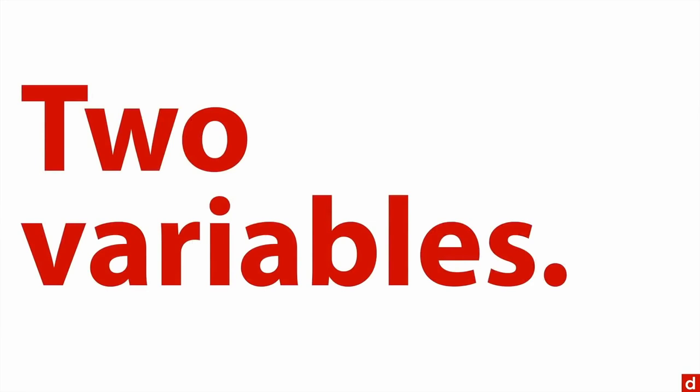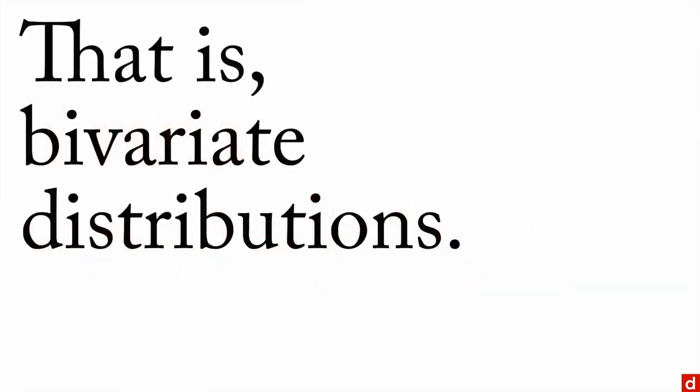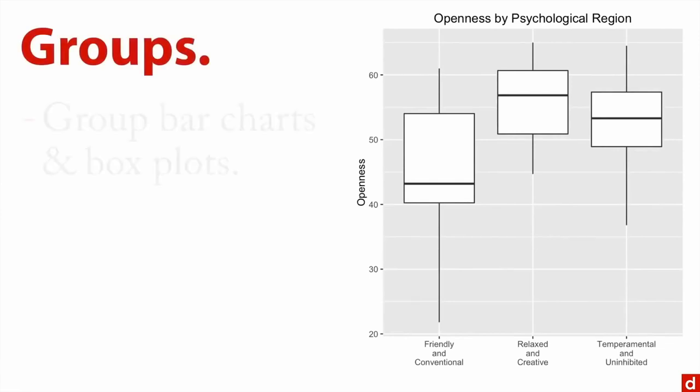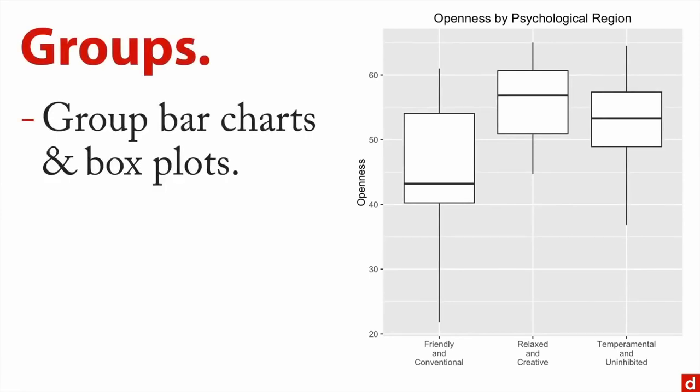Once you've done one variable, or the univariate analyses, you're going to want to do two variables at a time, that is, bivariate distributions or joint distributions. Now, one easy way to do this is with grouped plots. So you can do grouped bar charts and box plots. What I have right here is grouped box plots.